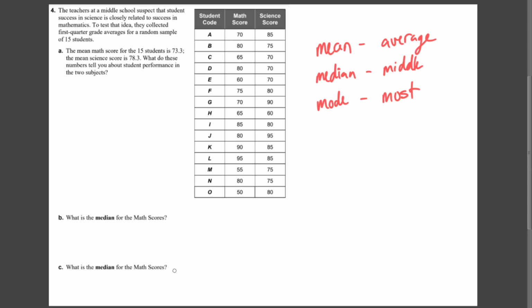Back to question A, focusing on the mean. So what this is saying is for all of the students, the mean math score was 73%, and the mean science score was 78%. So what do these numbers tell you about student performance in the two subjects? I want you to talk about average. What does average mean to you? What do you think of when you think of average? And that's what you're going to be looking at when you're answering this question. Cool? So for this one, I want you to describe what it means to find the average of something. For this one, line all of the numbers up and find what's in the middle.